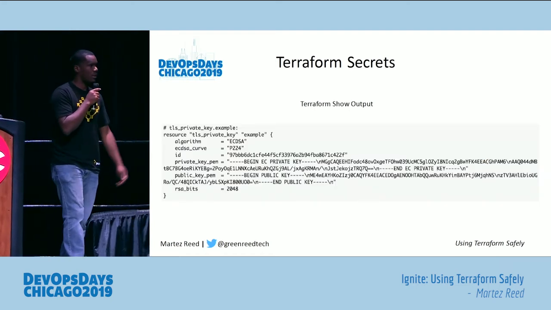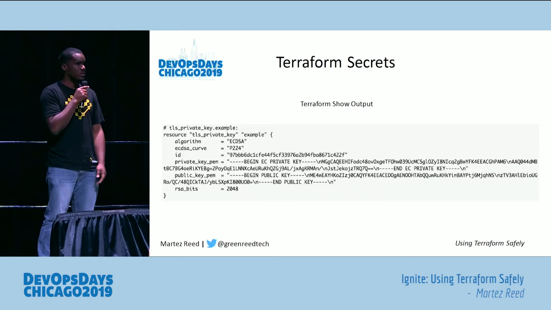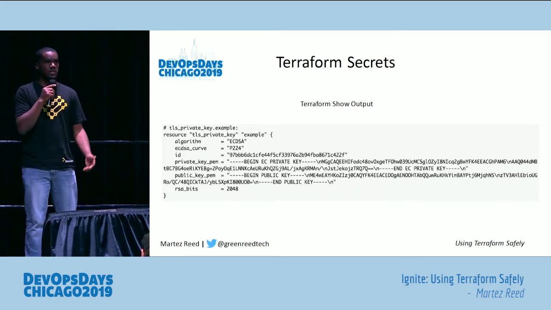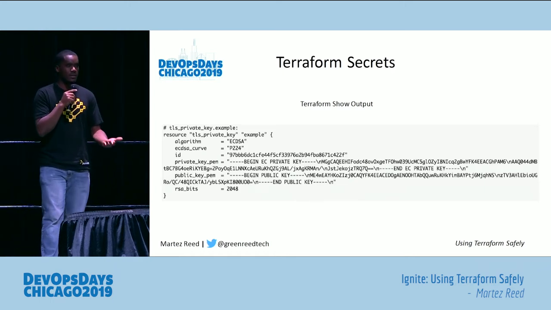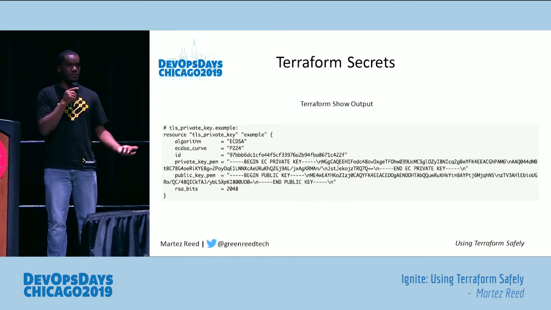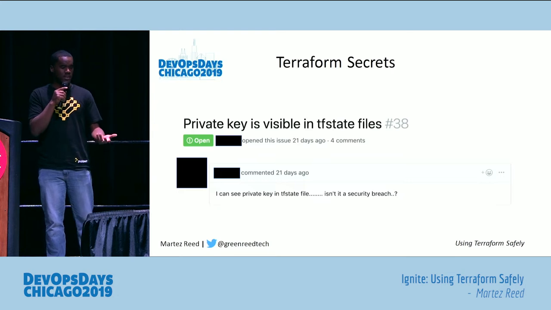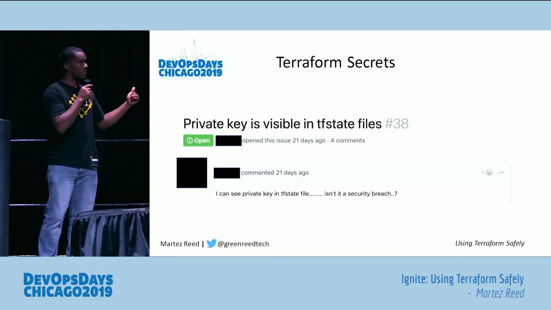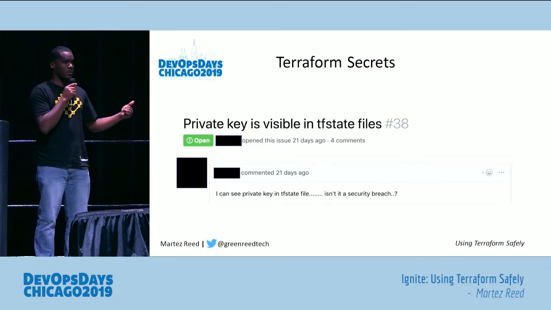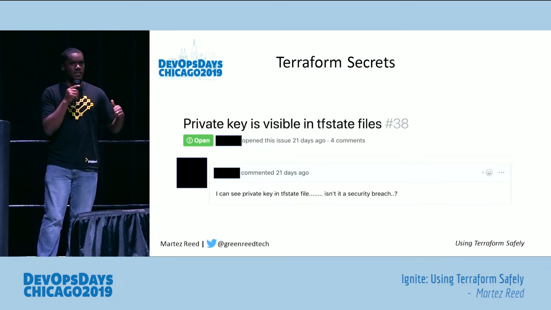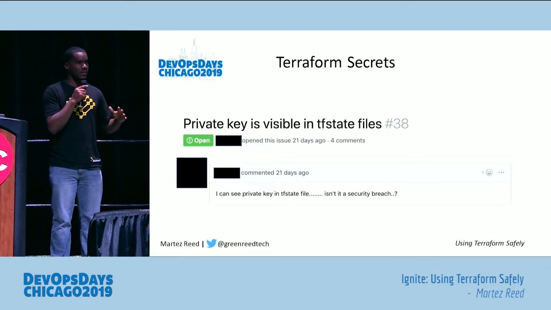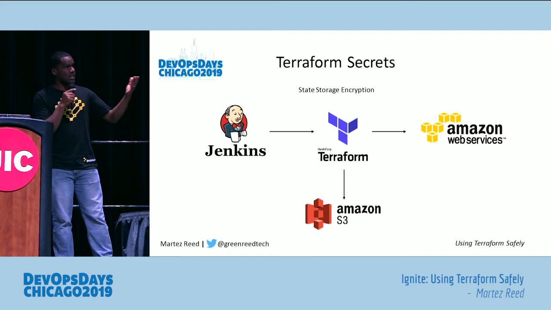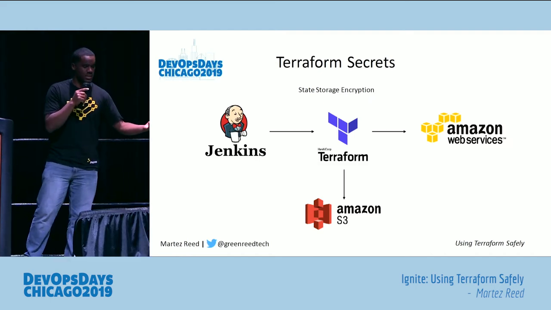This is an example of the actual output when I go to create the resource with Terraform. It spits out my private key, which, for those who have used Terraform for a while, is what we expect. This is what Terraform is going to do. It doesn't do a great job of handling that. But you get issues where somebody new to Terraform reports that the private key is in the state file. What's up with that? Well, that's how Terraform works. And as you walk through this flow, this is where some of the challenge becomes apparent.